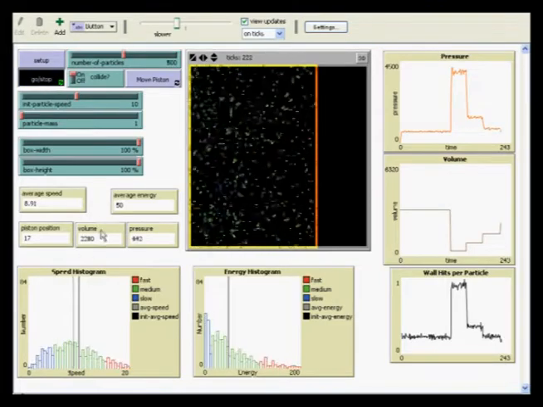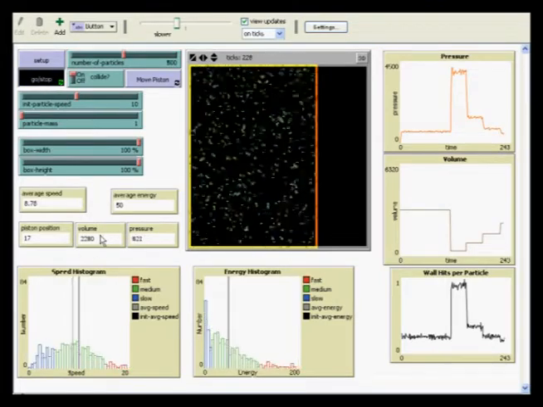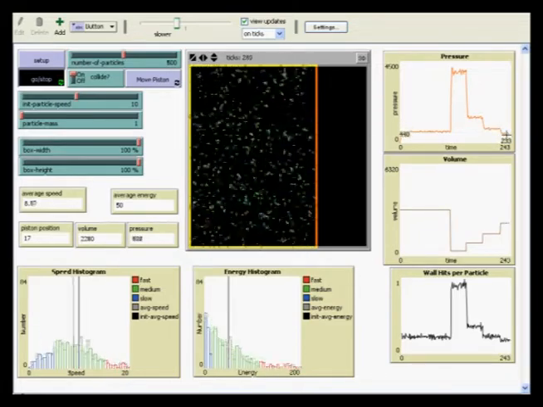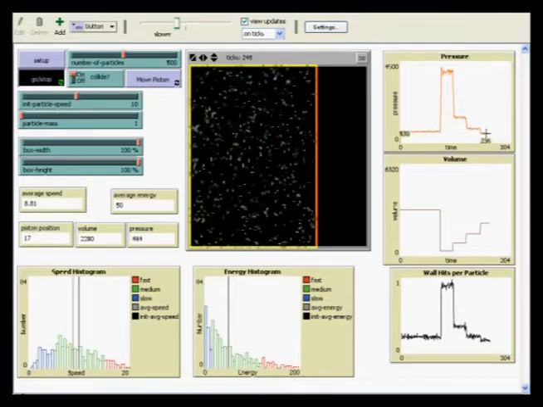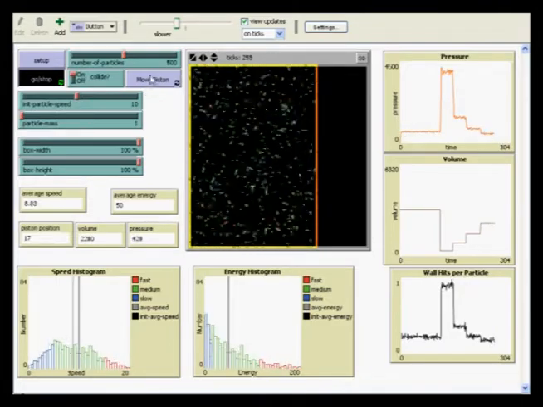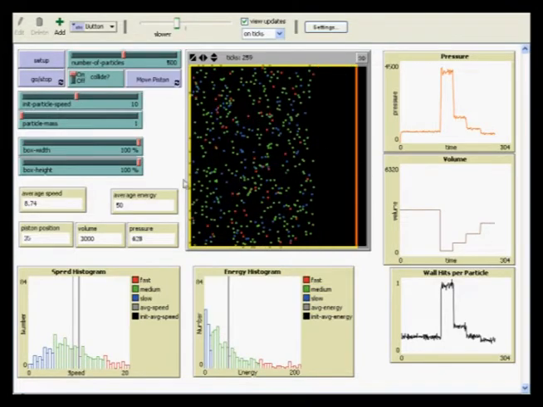Now the volume looks to be about 2,280. And the pressure looks to be averaging about 530. And once more, almost to the entire volume. And we'll go again.